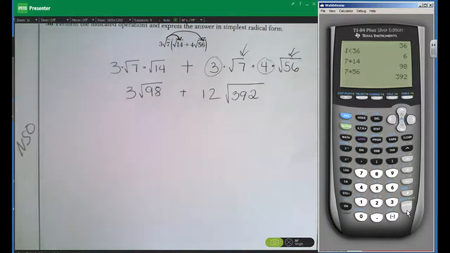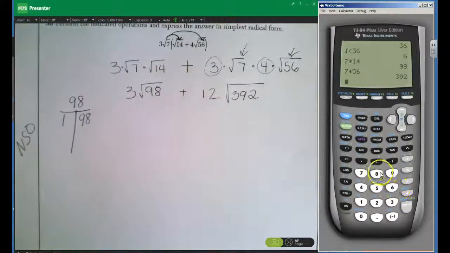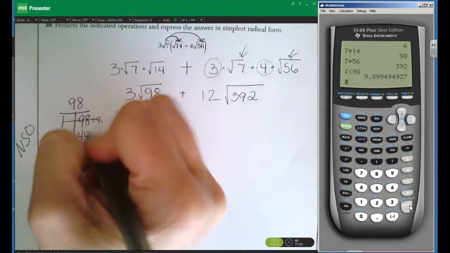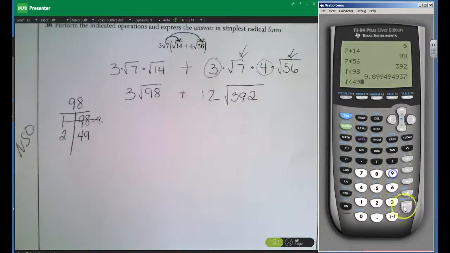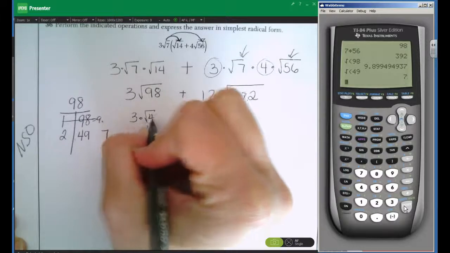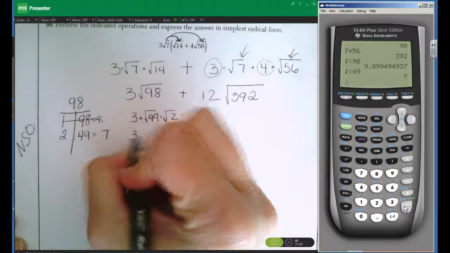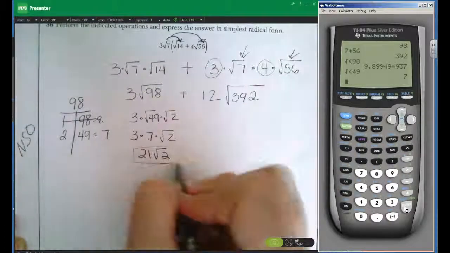First thing I do is set up my tables. Here's my table for 98. Can I take the square root of 98? Nope, I get a decimal. Now, can I take it divided by 2? Well, 98 divided by 2 is 49. Can I take the square root of 49? I get 7, so yes. So this is going to be 3 times the square root of 49 times the square root of 2. The square root of 49 is 7. 3 times 7 is 21. So now we know that this part is simplified.